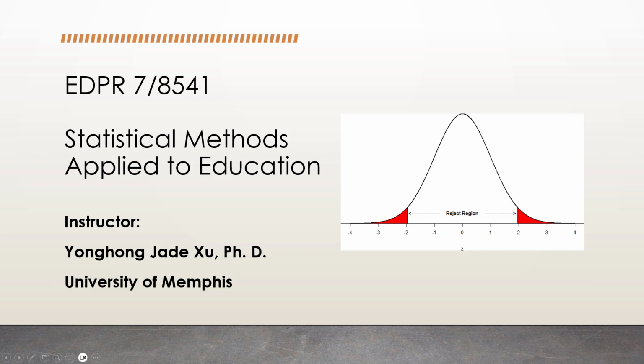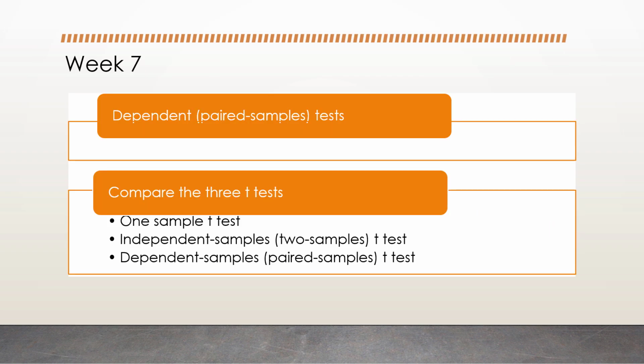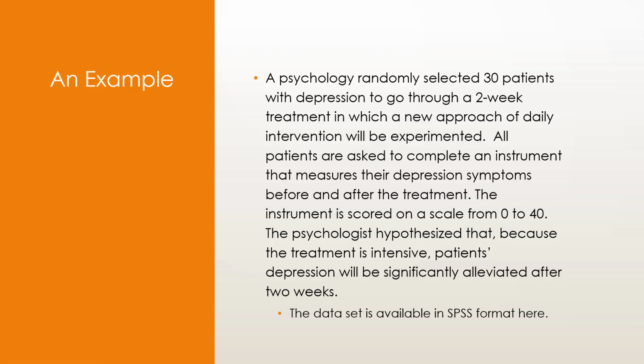Greetings, everyone. By now, you have a good understanding of the one-sample t-test and the independent samples t-test. Here, I'm going to present a research scenario. Can you figure out what is the appropriate statistical procedure to use?